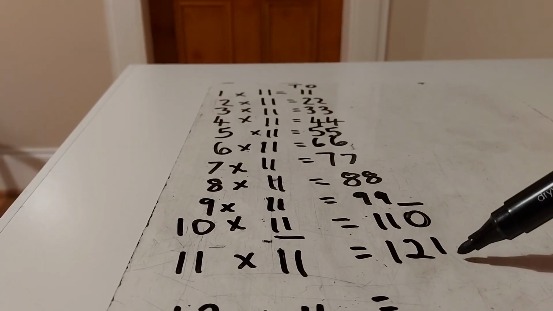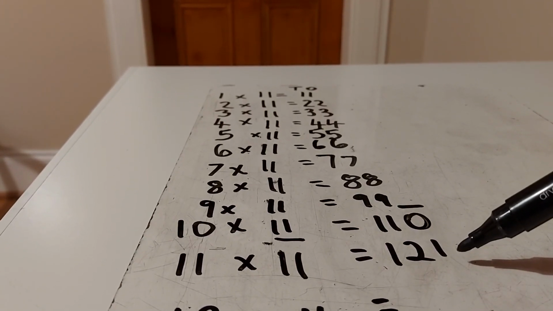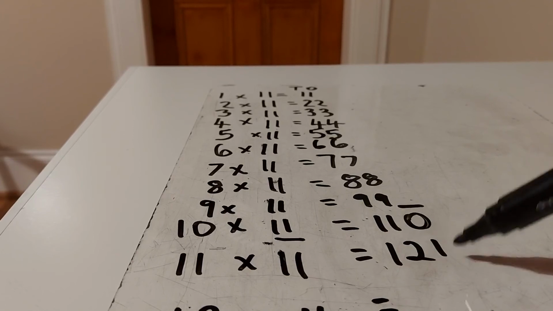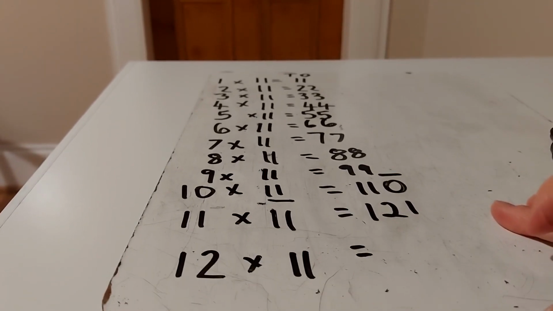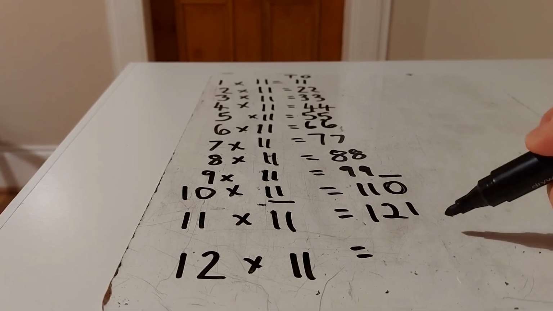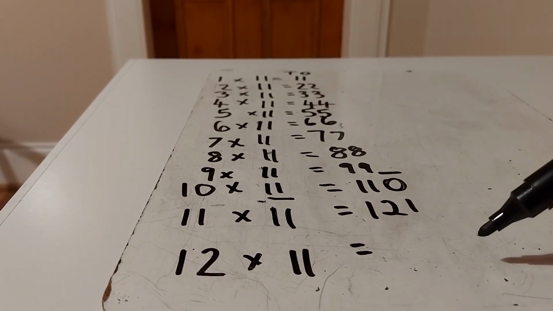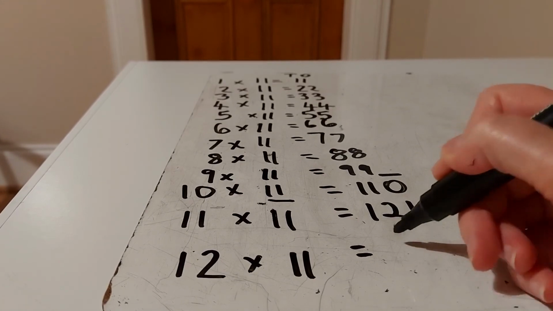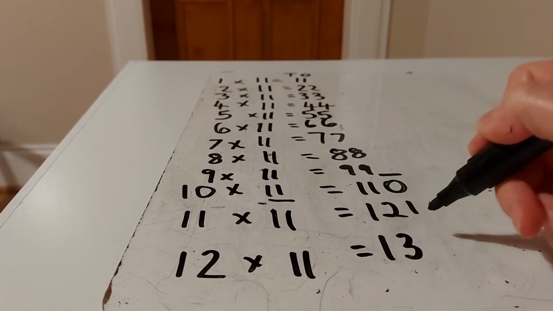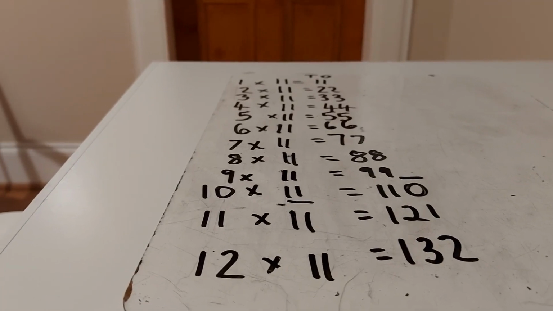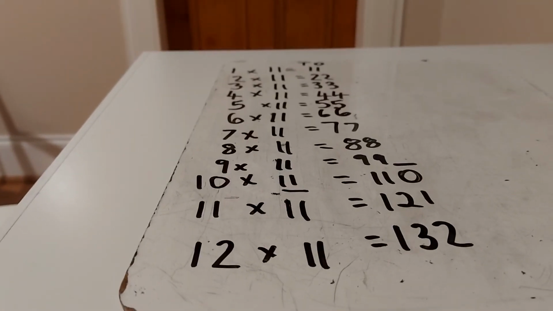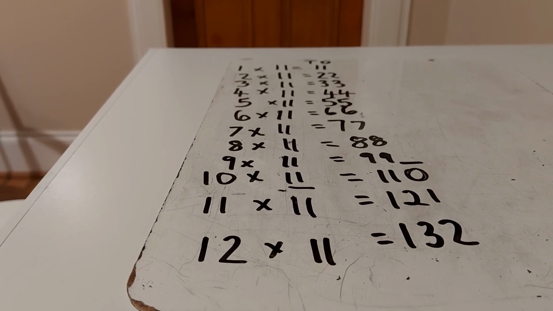Okay, and then for the last one we can do the same again. If we're able to work out 11 times 11 and remember that it's 121, we can then say to ourselves, 12 times 11, we'll just add another 11 onto that. So the answer to that, as I'm sure you've already guessed, is 132. And that is the 11 times table.